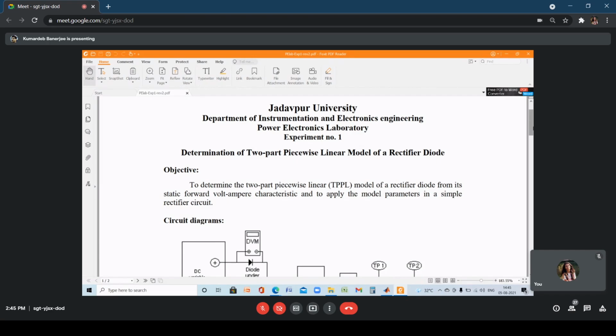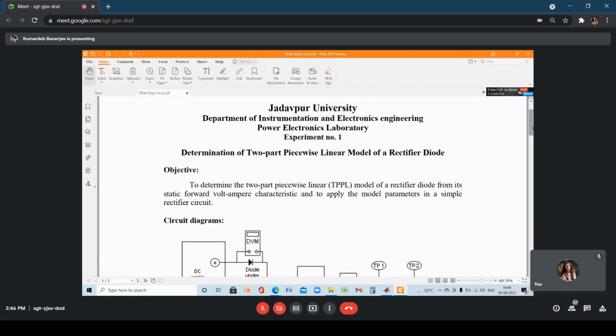So what will happen if you extrapolate both the straight lines so that they cut at a particular point? The x-axis intercept of that point, or the x value of that point, will give you a measure of V gamma. That is, the voltage to be impressed across the diode so that it cuts in and conducts. Right? So if you have two straight lines, the intersecting point gives you your V gamma. Okay? And what is the second part?